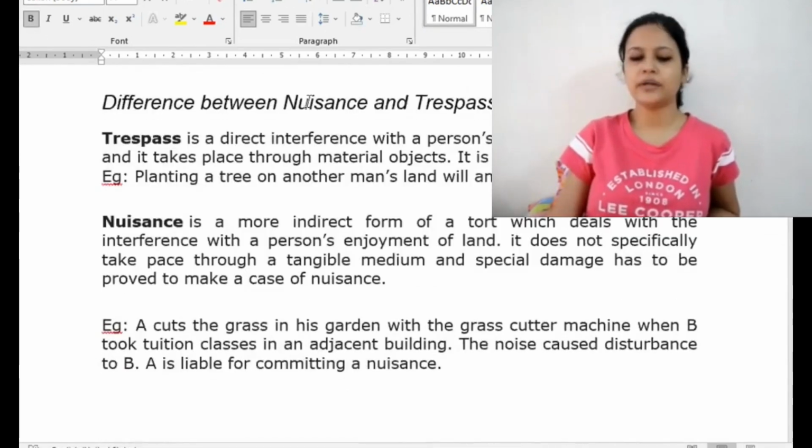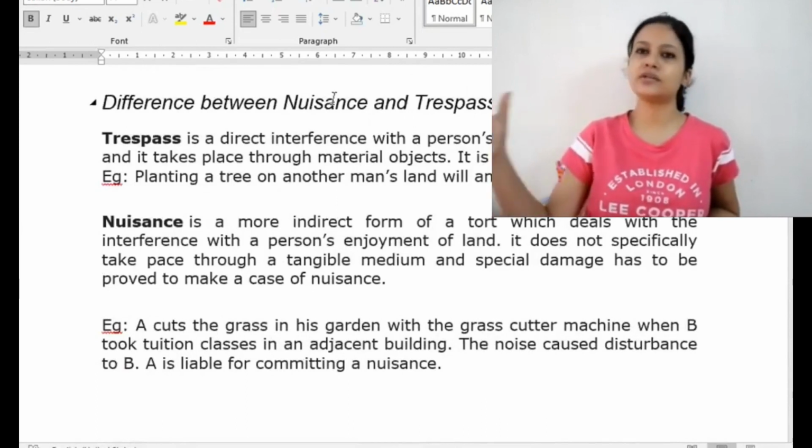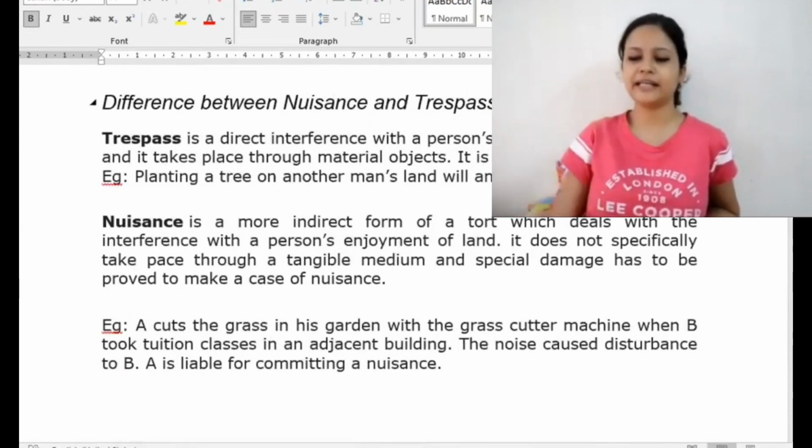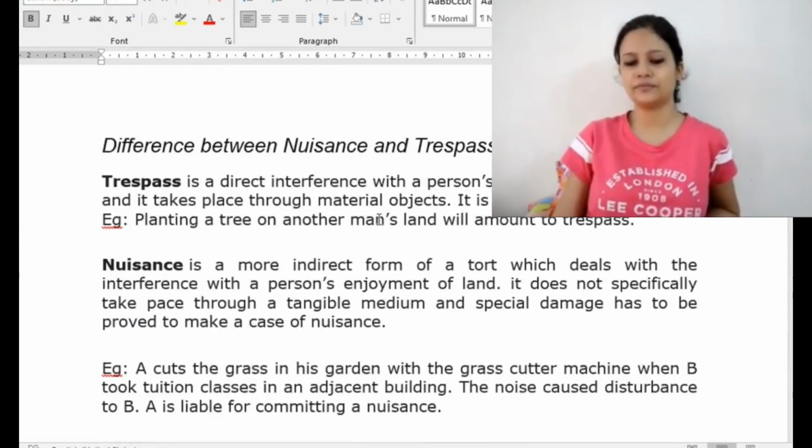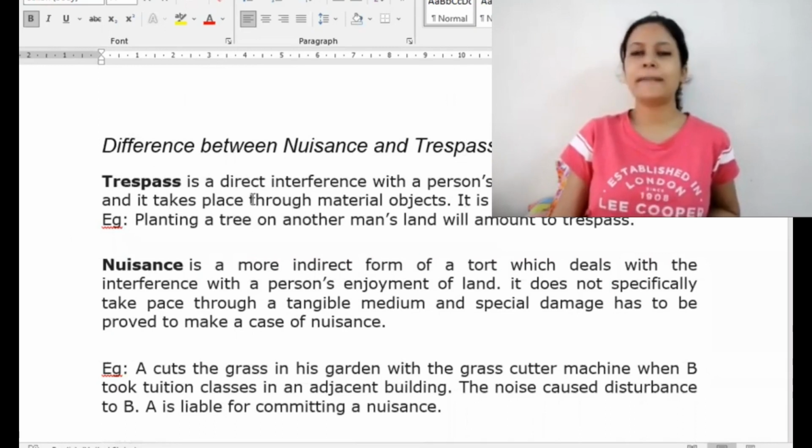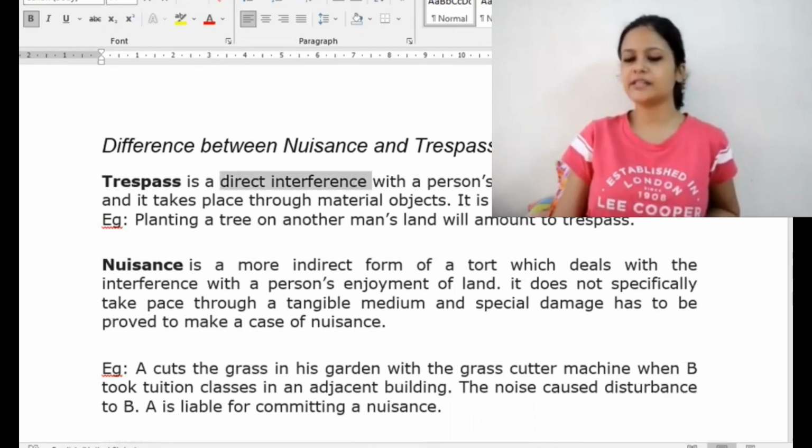Okay, now in case of nuisance also someone is interfering. In case of trespass also someone is interfering. But then what is the difference between these two? What is the difference between nuisance and trespass? When we talk about trespass, it is a direct interference with a person's possession of the land, and it takes place through material objects. It is prima facie action.